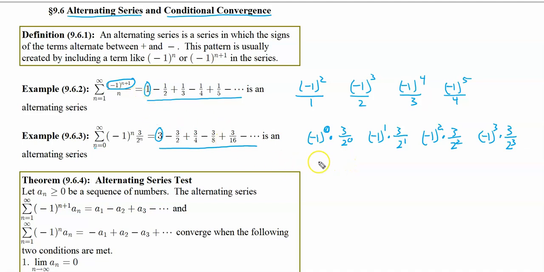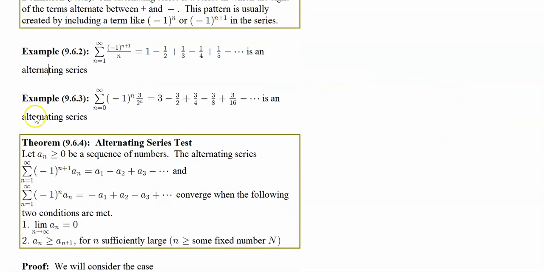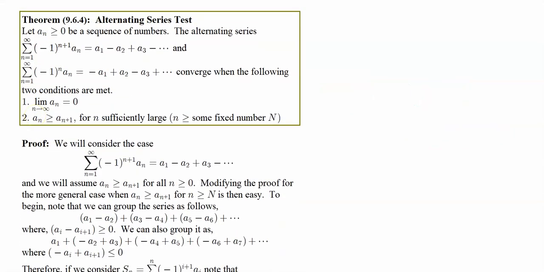Okay. Now let's take a look at this result that we have here. Now this is a very important result when we're working with series. This is called our alternating series test. So let's consider this. Now our alternating series test makes this statement. We start out with a non-negative sequence of numbers, and we consider an alternating series like either this one or this one.